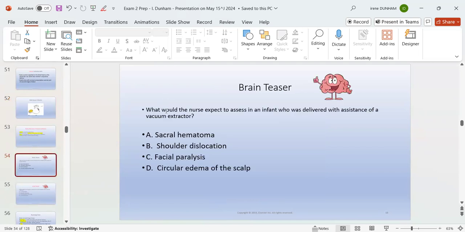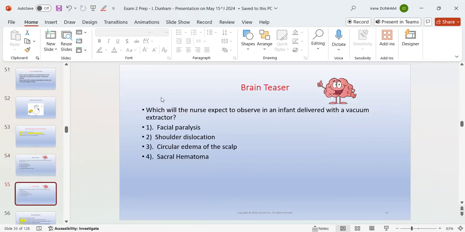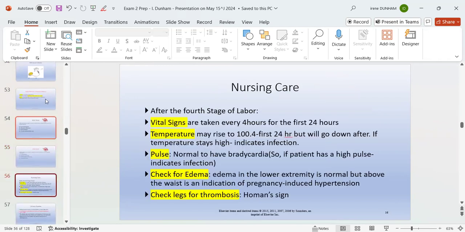All right, so little brain teaser. What would the nurse expect to assess in an infant who was delivered with the assistance of a vacuum extractor? I know you know this one. Which will the nurse expect to observe in an infant delivered with a vacuum extractor? Oh, yeah, I just did this. Circle. Okay. Number 3. Okay. Let's go on.